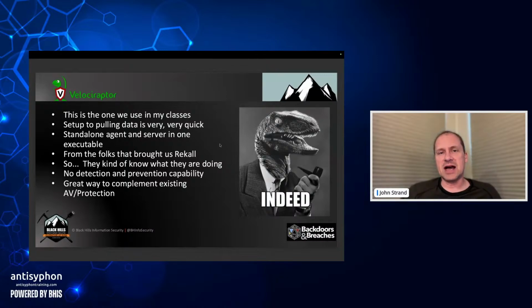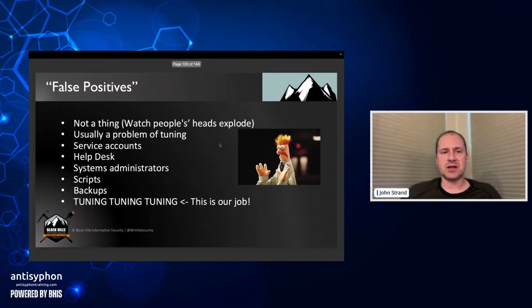Good pedigree, right? The Velociraptor people were the people of Rapid7. And before that, they did Recall at Google and Google Rapid Response. So Velociraptor is part of that continuation as well.